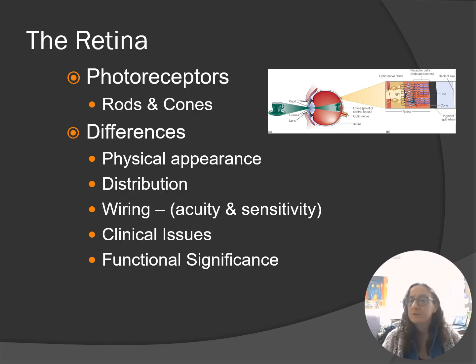So the differences: they differ in their physical appearance. They differ in their distribution across the retina. They differ in their wiring, which we're going to walk through and discuss how the wiring means that the cones are going to give us more acuity and the rods are going to give us more sensitivity, and by that I mean sensitivity to dim light, to low light levels. We'll talk about some clinical issues at the level of the retina now, and that will start to show you the functional significance of the rods and the cones, but we'll go through the functional significance as well.